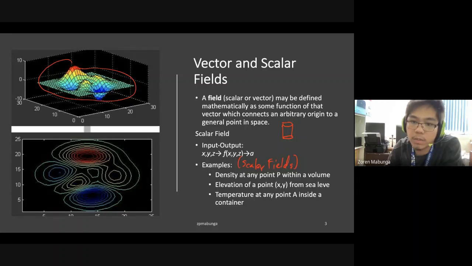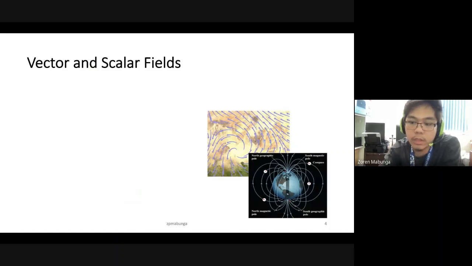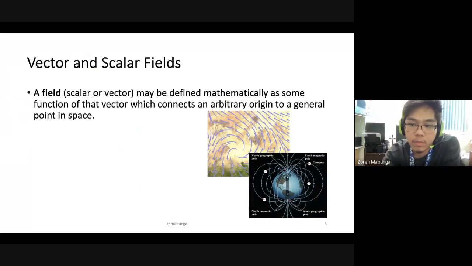So another example is elevation of a point xy from sea level or temperature at any point A inside a container. So that can be also a scalar field. For vector field, same definition yan. Vector lang yung quantity.